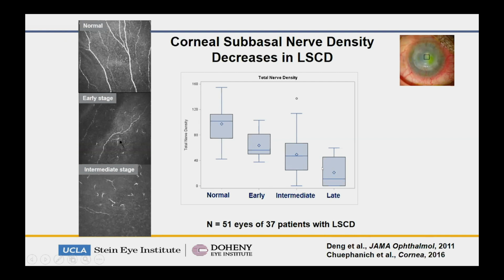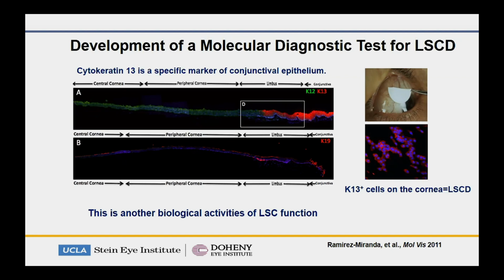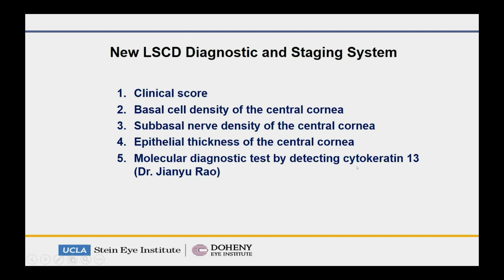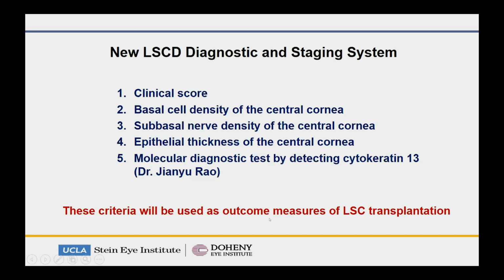A molecular diagnostic test also is essential to confirm the diagnosis of limbal stem cell deficiency. We found that keratin 13 is a specific marker of the conjunctival epithelium. By sampling the ocular surface on the cornea and on the conjunctiva, the cells can be subject to immunohistochemistry staining, and K13 positive cells on the cornea could signify limbal stem cell deficiency. So based on our findings, we include clinical scores, basal cell density, subbasal nerve density, epithelial thickness of the central cornea, and molecular diagnostic test using keratin 13 as a marker, which could be used to diagnose and stage limbal stem cell deficiency. And these criteria will be used as outcome measures of our ongoing limbal stem cell trial.